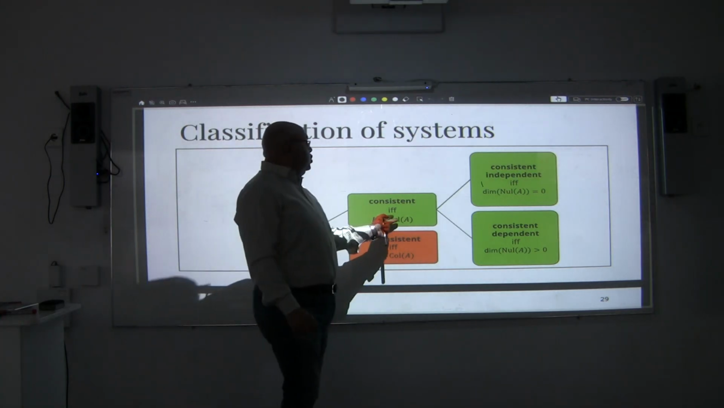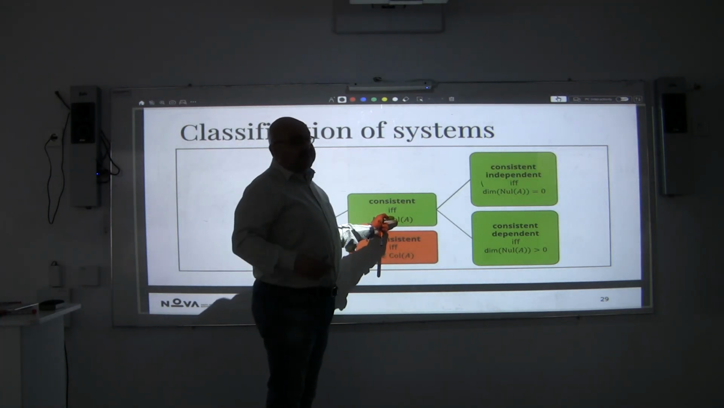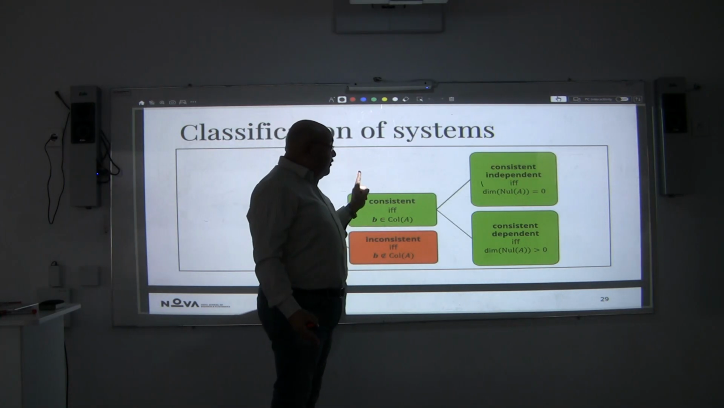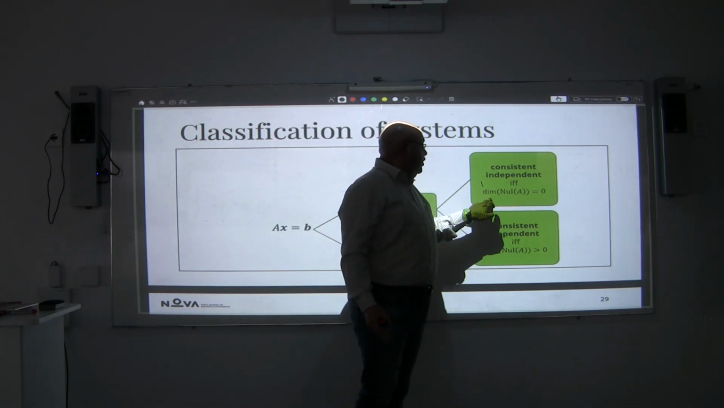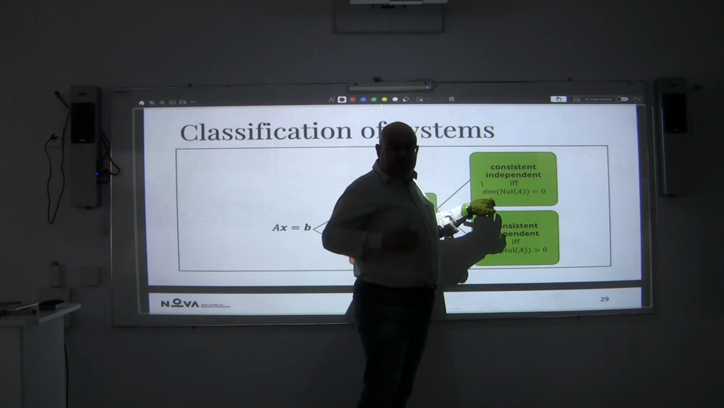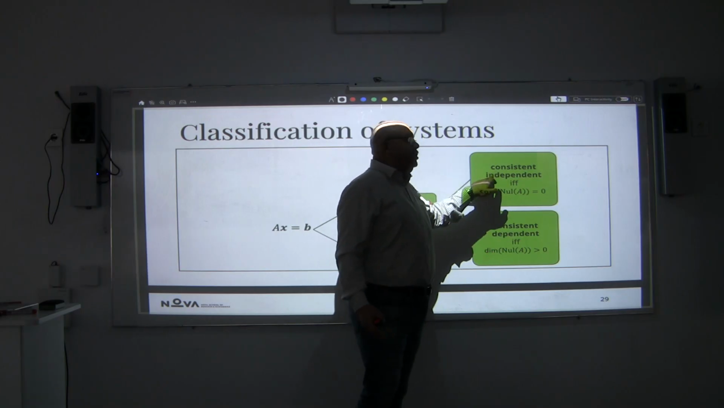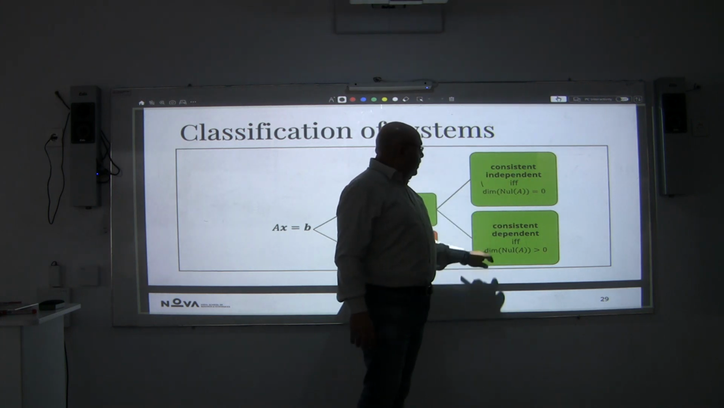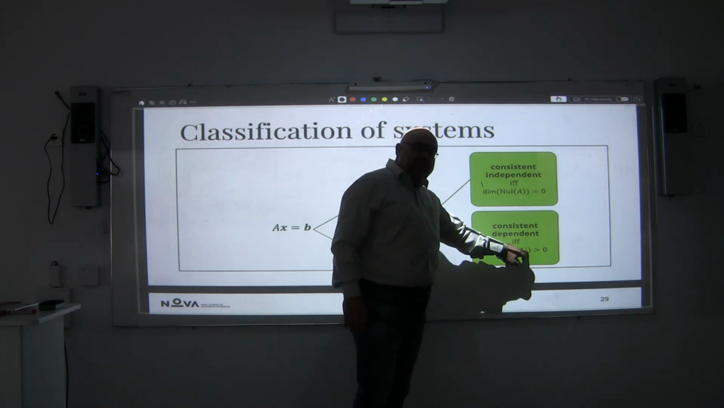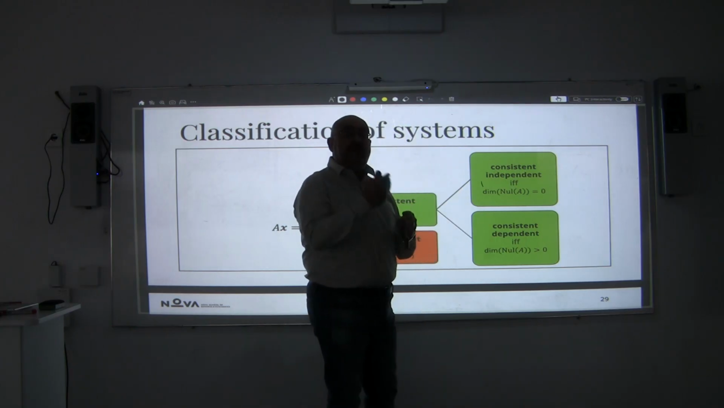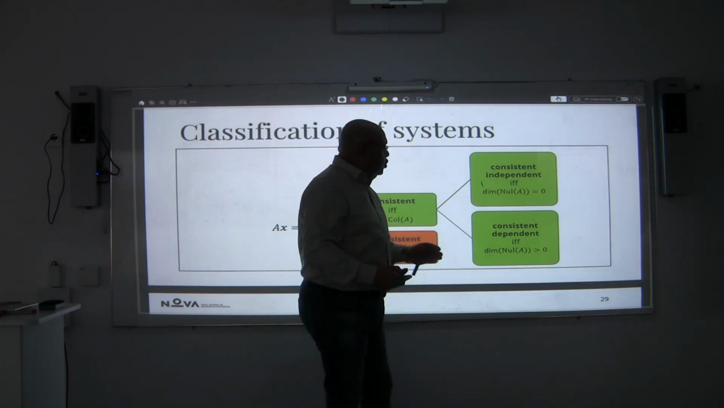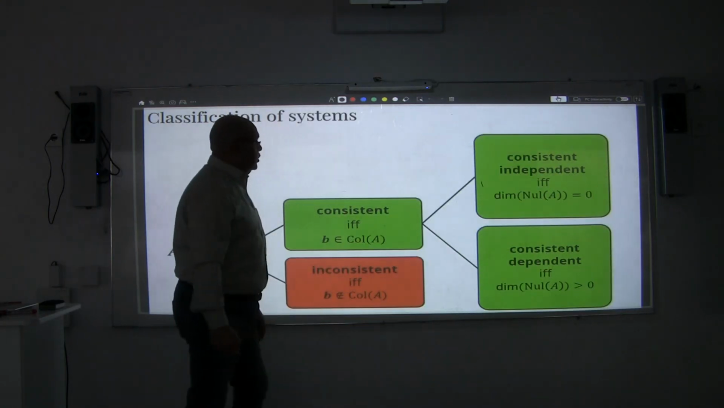Okay, if B belongs to the column space of A, it is a consistent system. If the dimension of null of A is equal to 0, which means the null space is just 0, 0, and 0, in such a case you will have only a unique solution. But if the dimension is greater than 0, then the span of infinitely many solutions already exists, and so you will have an infinite number of solutions.